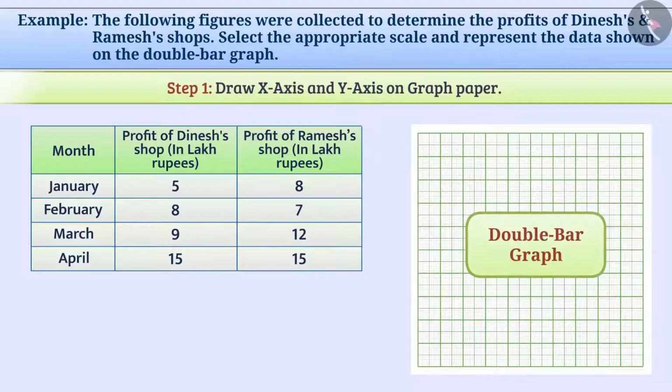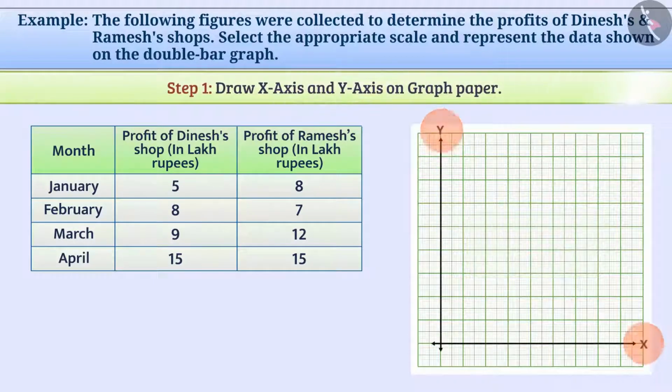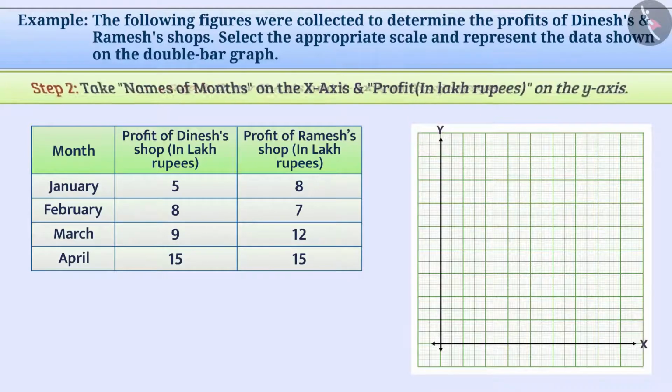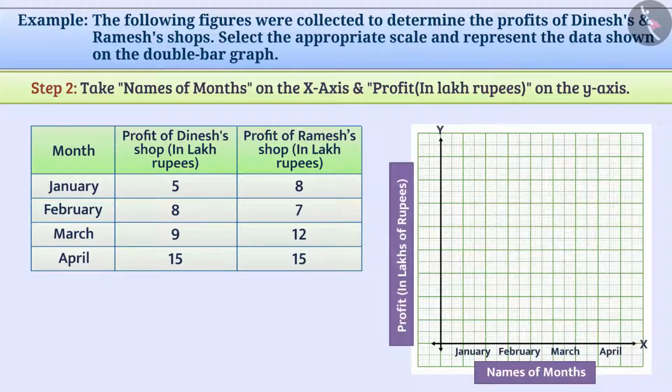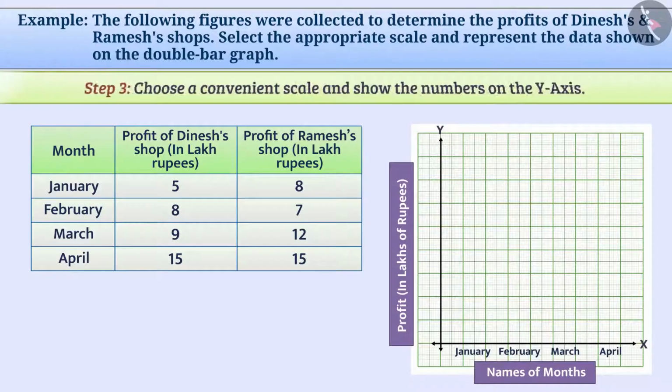First, we will draw two mutually perpendicular lines on the paper, take names of months on the x-axis and profit in lakhs of rupees on the y-axis. For our convenience, we will choose a convenient scale. Like here, we can take 1 unit is equal to 2 lakh rupees. According to the scale, we will show the numbers on the y-axis.